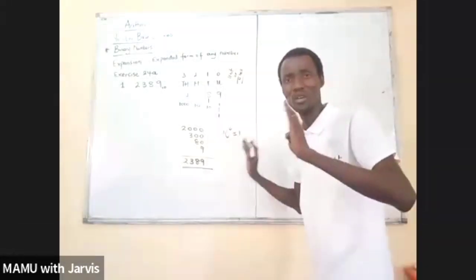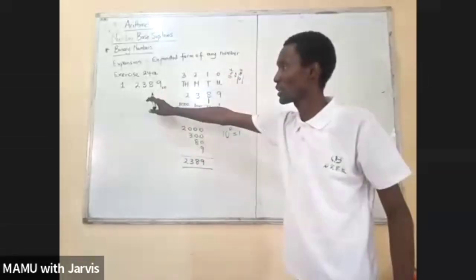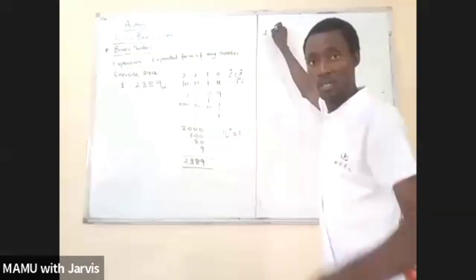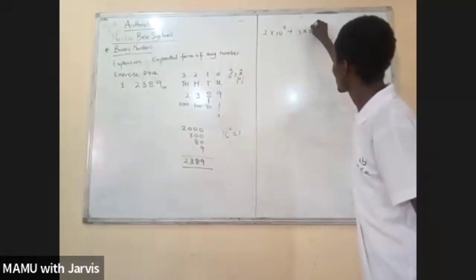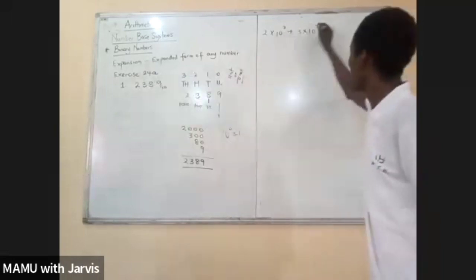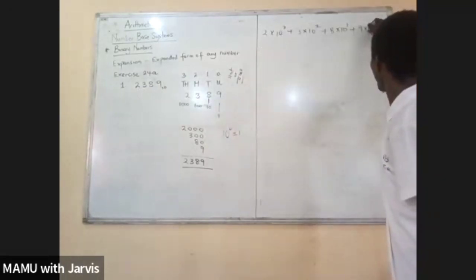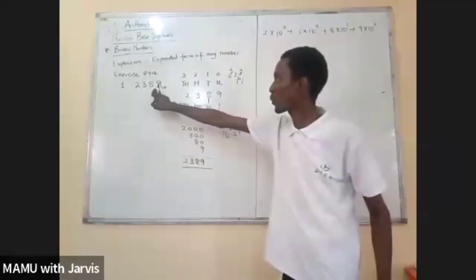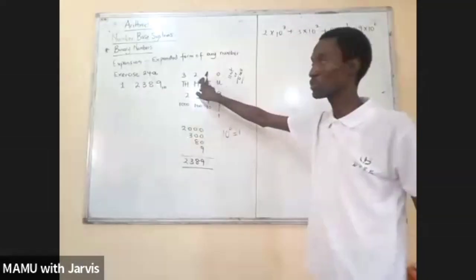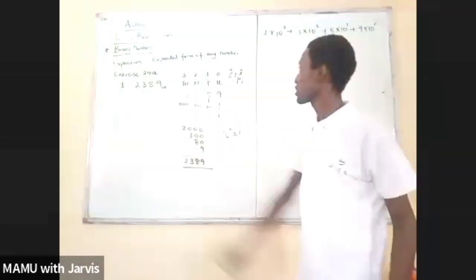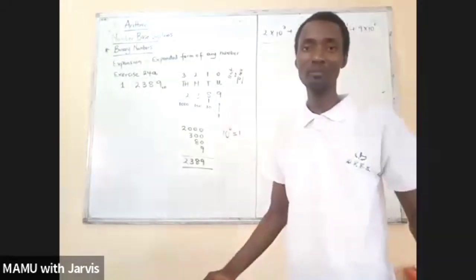So anytime you're giving a number to expand, you need to write it in this format. If I have to write this in its expanded form, it will be 2 times 10 raised to the power of 3, plus 3 times 10 raised to the power of 2, plus 8 times 10 raised to the power of 1, plus 9 times 10 raised to the power of 0. 0 position, 1 position, 2 position, and 3 position. Is that clear? So this is what you're expected to do in writing this number in its expanded form.